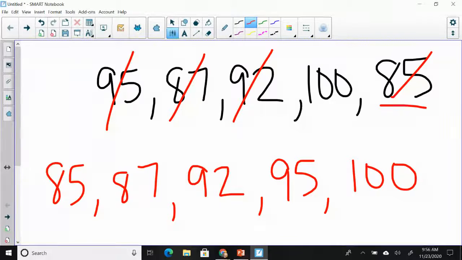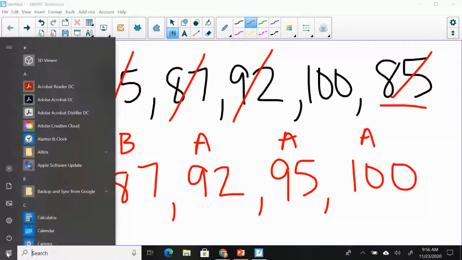Okay, so I've got a B. I believe this is a B. Might be a B plus. A, A, A. Okay, so if my lowest grade is an 85 and my highest grade is a 100, is my average going to be an 85? No. Is my average going to be a 100? No, it's going to be somewhere in the middle. Okay, and this is what we would do to figure it out.